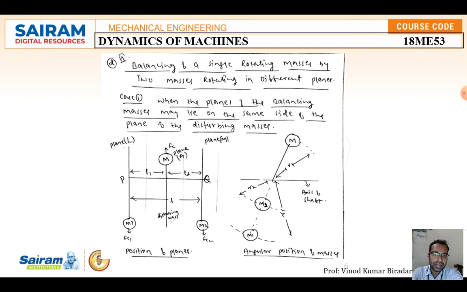If you come to the diagram of the angular positions of the masses, the mass m is a fixed mass with a radius of rotation r1. If you give some angular velocity, to make it balanced on the same side, we fix the balancing masses m1 and m2 with different radii of rotation. The first figure shows the position of the planes with the lengths mentioned, and the second diagram shows the angular positions.